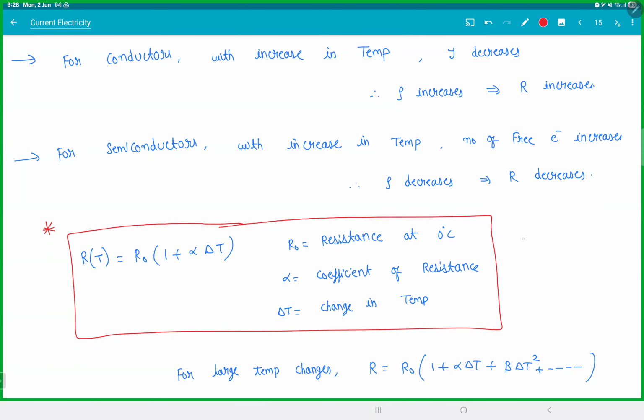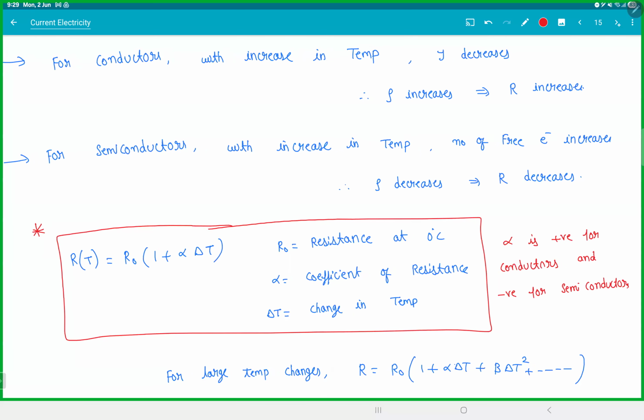And this alpha value, right? Alpha is positive for conductors because resistance increases. Negative for semiconductors.